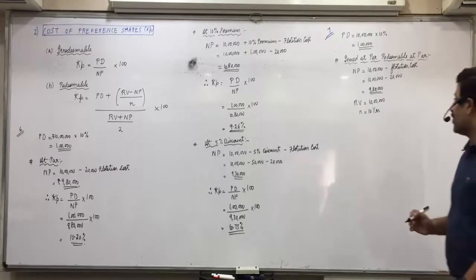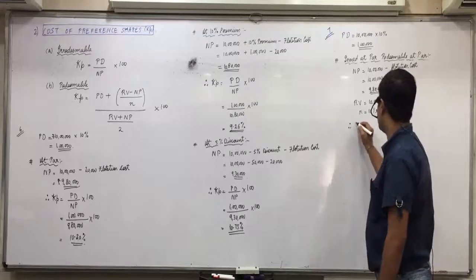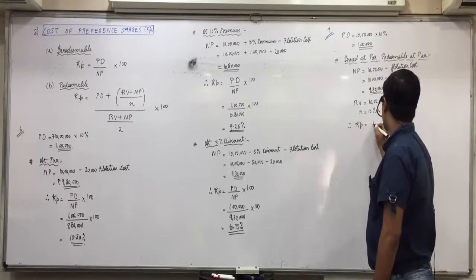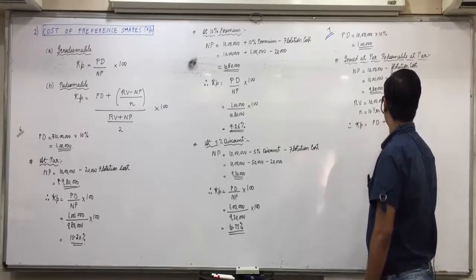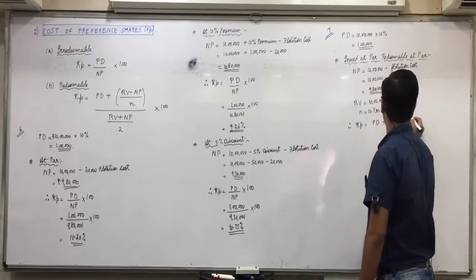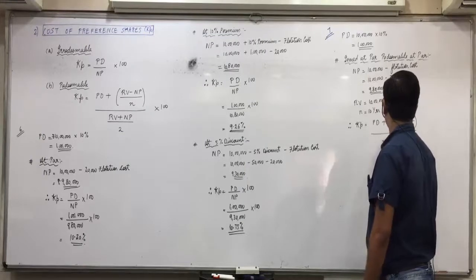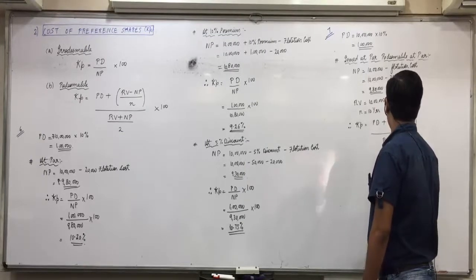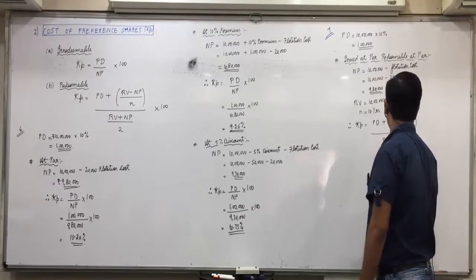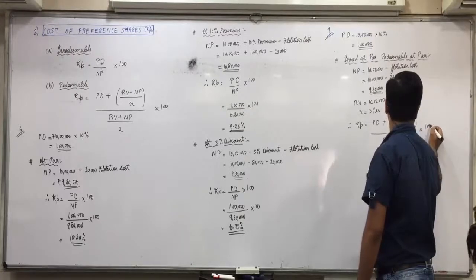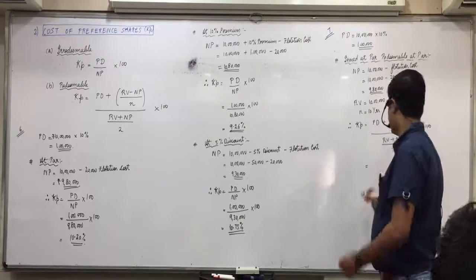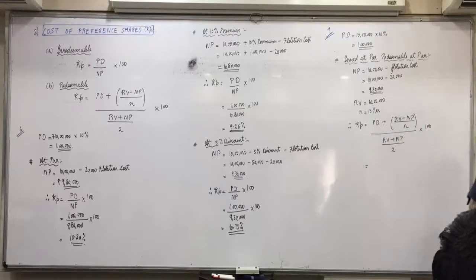Now we will apply the second formula. Therefore, Kp is equal to PD plus RV minus NP upon N, upon RV plus NP divided by 2, into 100. Are you all clear with this?